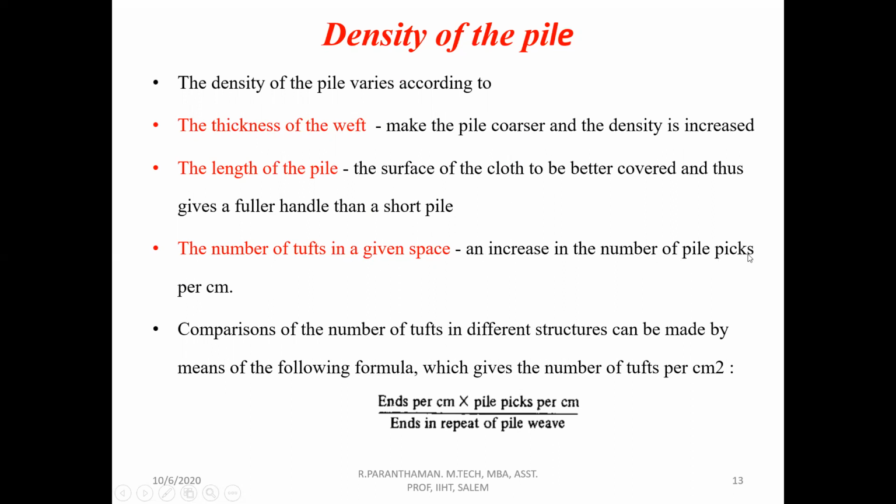So we can increase the density by increasing the number of pile picks per centimeter. If we increase the pile picks per centimeter, we can get a heavier, dense pile on the fabric surface. That can be easily calculated by using this simple formula: ends per centimeter into pile picks per centimeter divided by ends in repeat of pile weave.